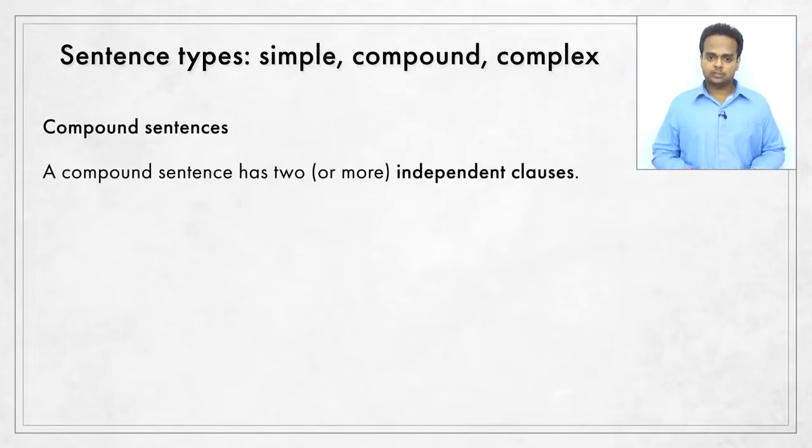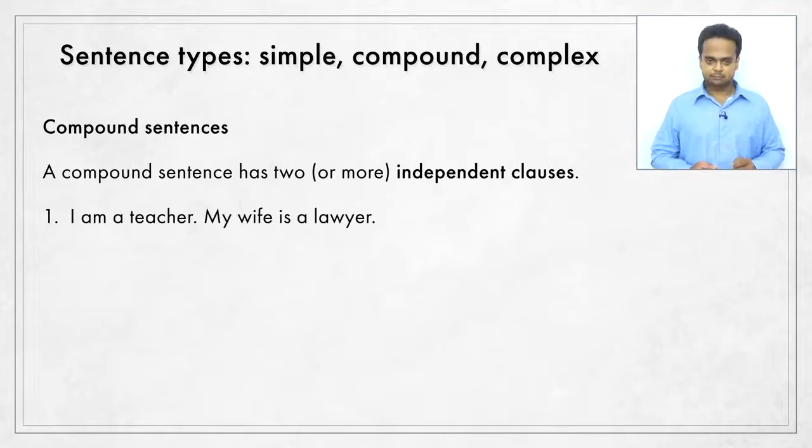So what's a compound sentence then? Well, a compound sentence is just a sentence that has two independent clauses. We saw that a simple sentence has just one clause, but a compound sentence has two or sometimes more independent clauses. Take a look at this example. I am a teacher. My wife is a lawyer. What we have here is two separate independent clauses or simple sentences.